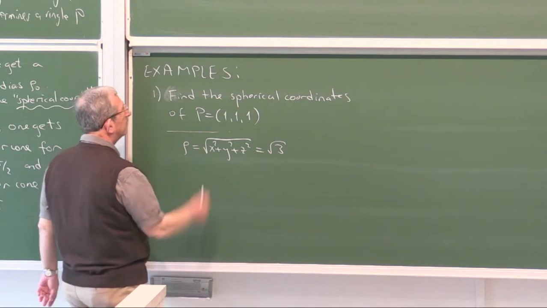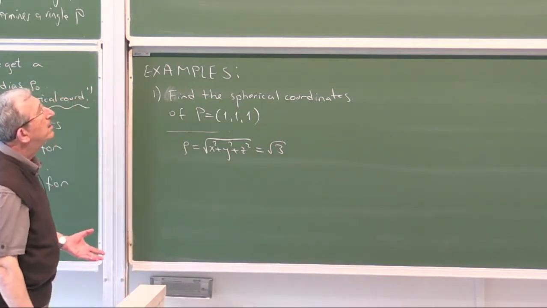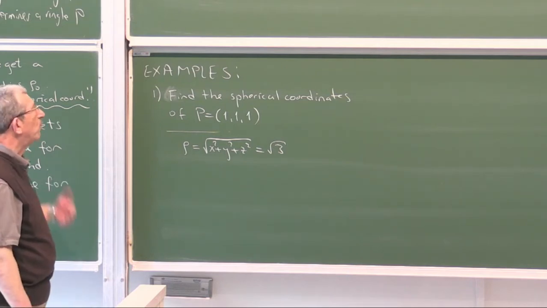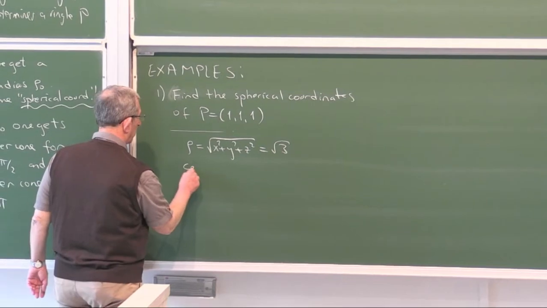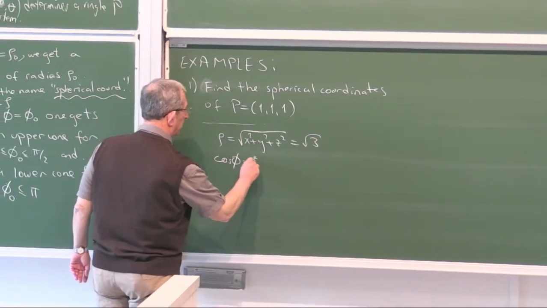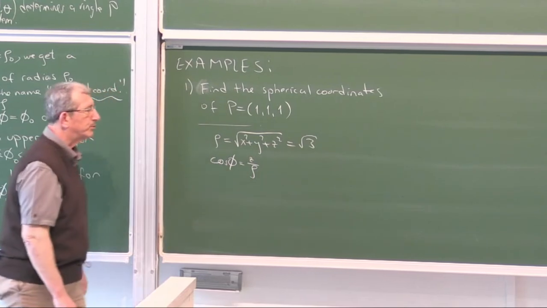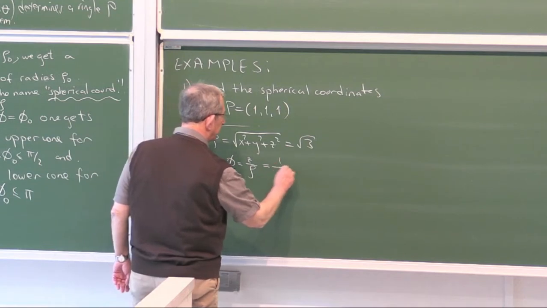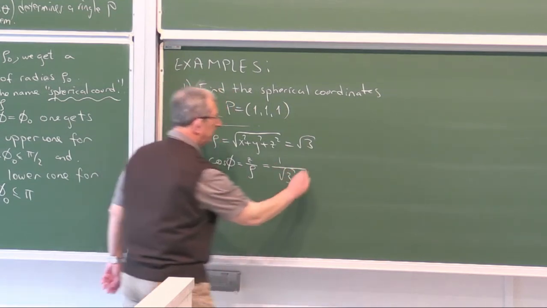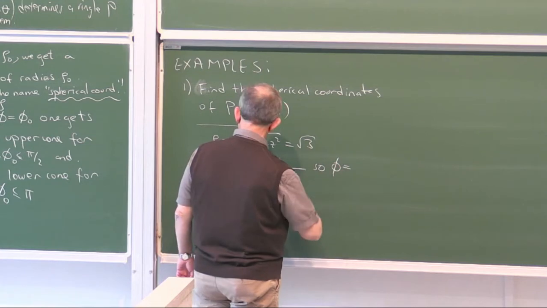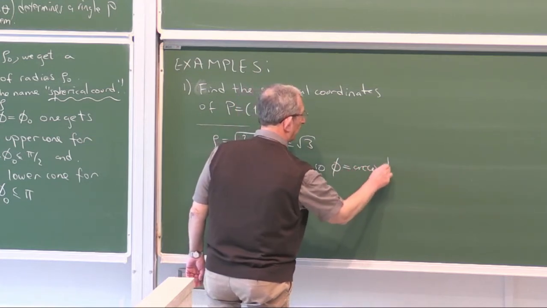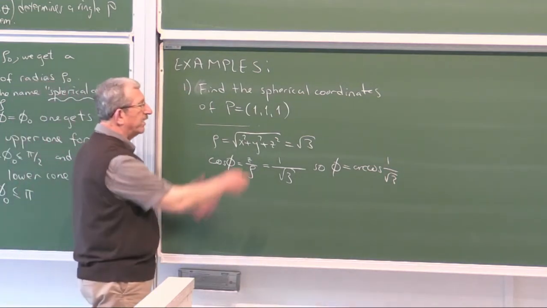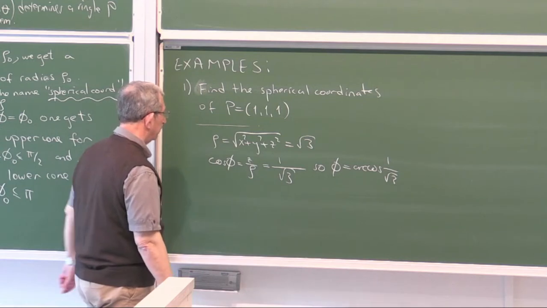Well, what is phi? Well, what do we know about phi? Well, cosine phi is z over rho, because z was rho cosine phi. This says that it is z divided by square root of 3. So phi is arc cosine of 1 over root 3. Okay, you can find the angle value. I will not go into that.